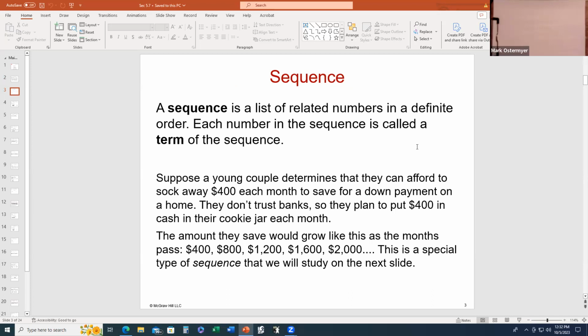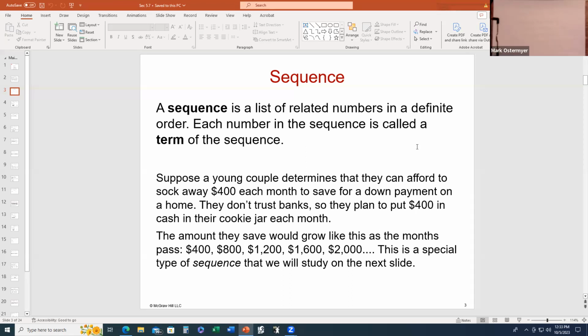Suppose a young couple determines that they can afford to sock away $400 each month to save for a down payment on a home. They don't trust banks, so they plan to put $400 in cash in their cookie jar each month. The amount they would save would grow like this as the months progress. So the first month they would save $400. After 2 months, they would save another $400, which means their balance in the jar would be $800. After 3 months, their balance would grow to $1,200, then $1,600, and then $2,000, et cetera.